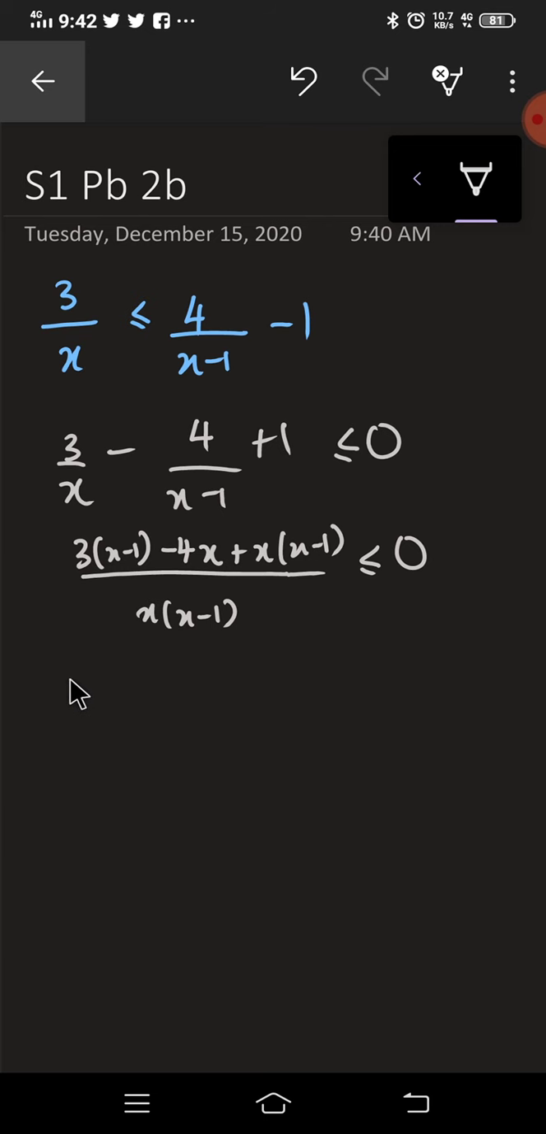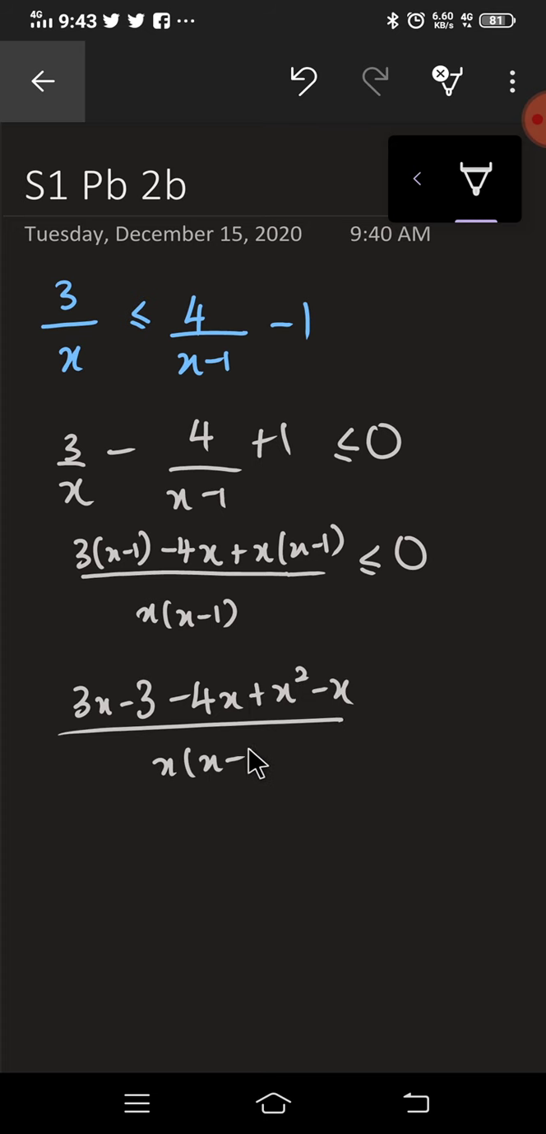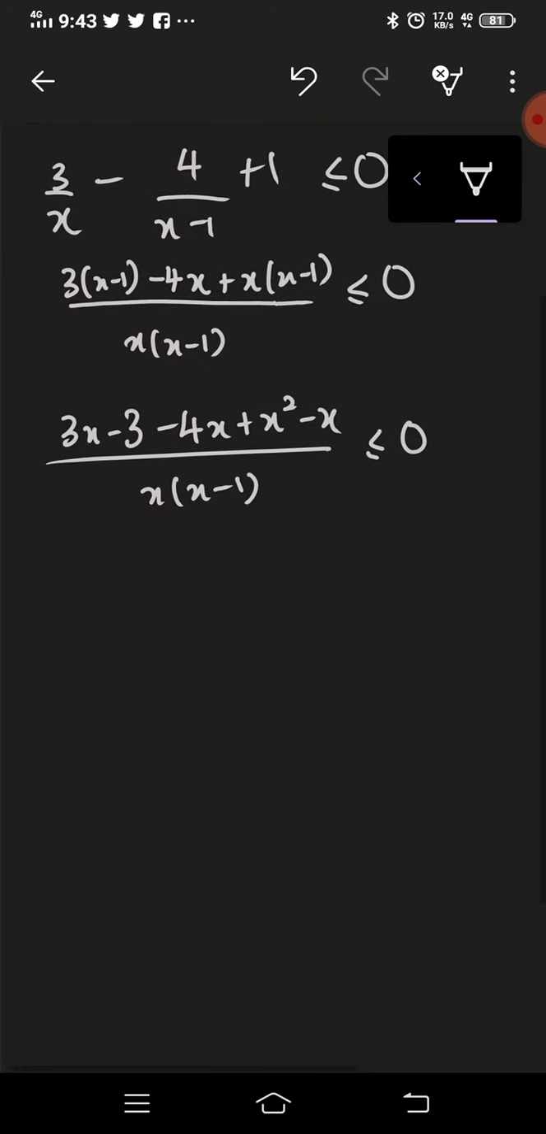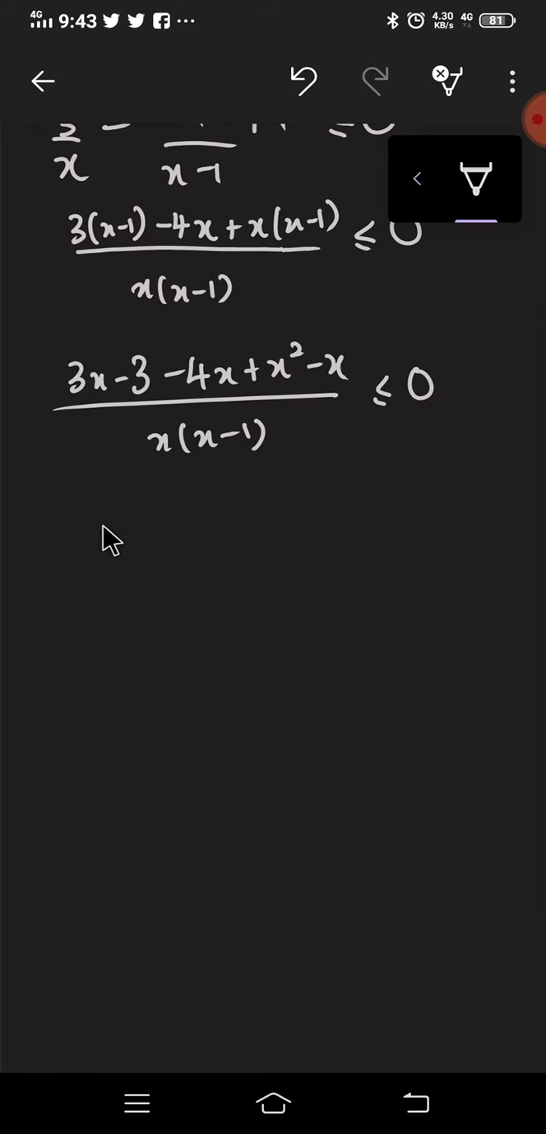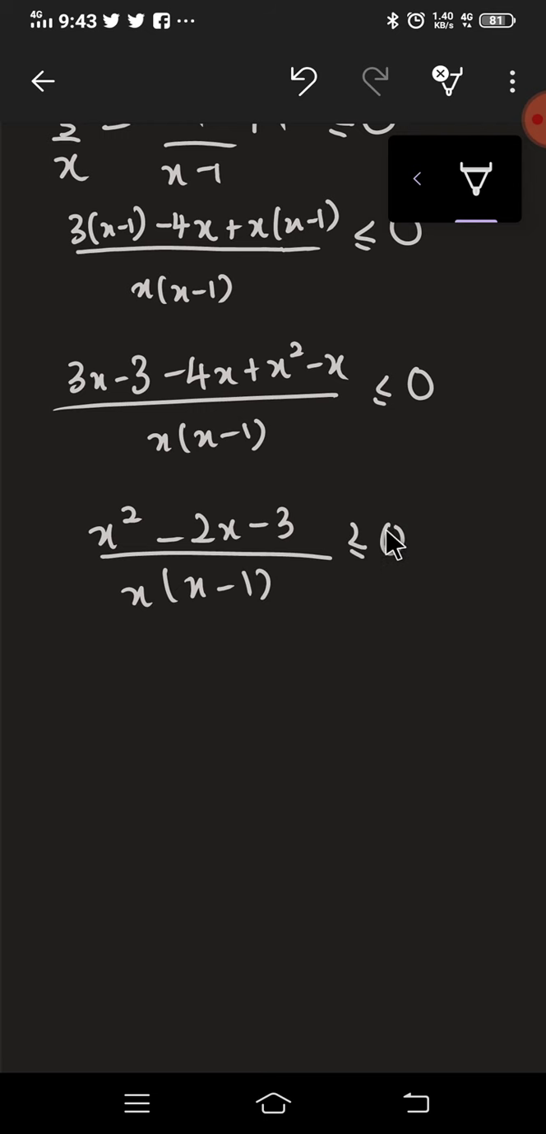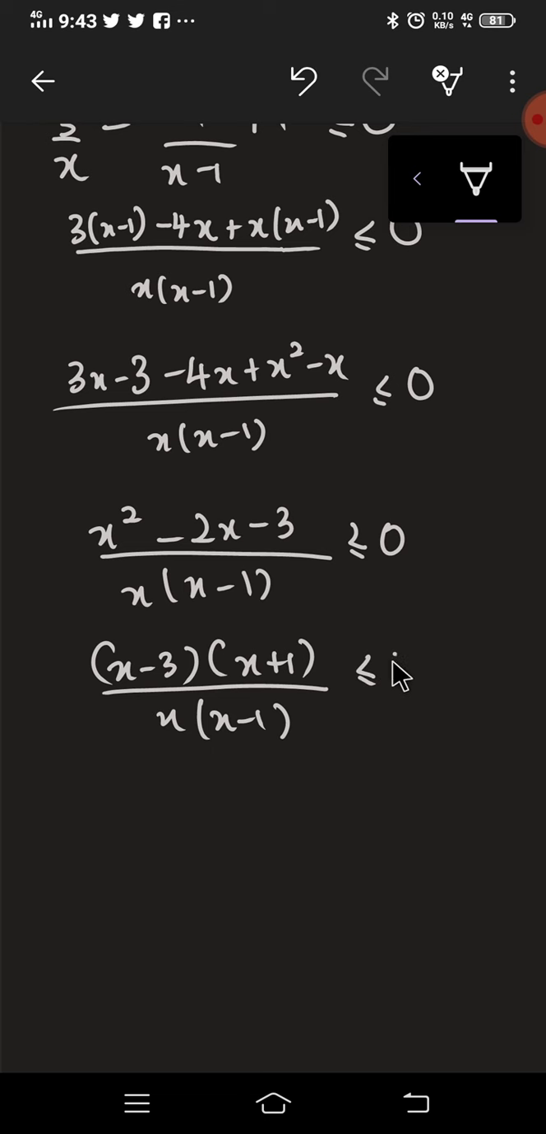So what do we have in the numerator? We have 3x minus 3 minus 4x plus x squared minus x, all divided by x times x minus 1, less than or equal to 0. Then simplify: we have x squared, 3x minus 4x is negative x, minus x is negative 2x, so minus 3, over x times x minus 1, less than or equal to 0. Then we have to factorize the quadratic: x minus 3, x plus 1, over x, x minus 1, less than or equal to 0.